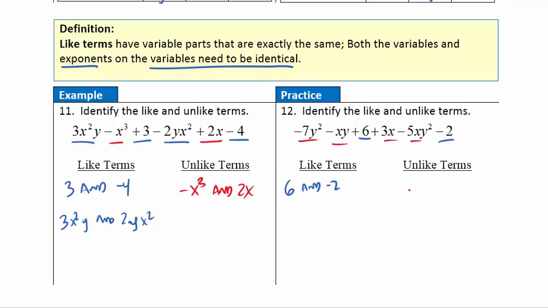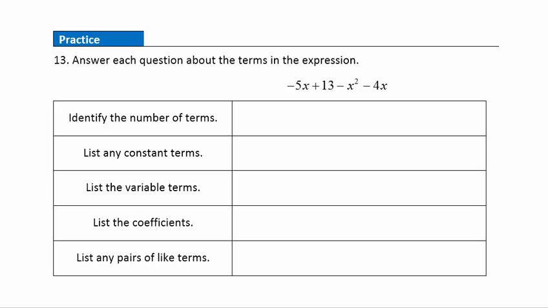So I'd say negative 7y squared, negative xy, 3x, and negative 5xy squared. So those are all unlike terms over there. So go ahead now and pause your video player and answer practice question 13. And this kind of takes everything that we've learned in this section and brings it all together. So if you get all of these right, you've got a pretty good handle on a variable expression and all the parts that make up a variable expression. When you get done doing this, hit play and we'll see how you did.